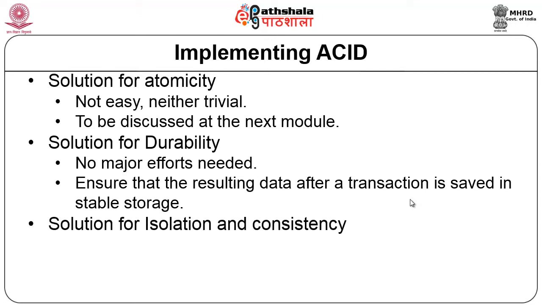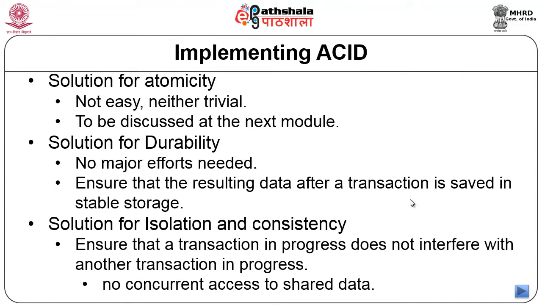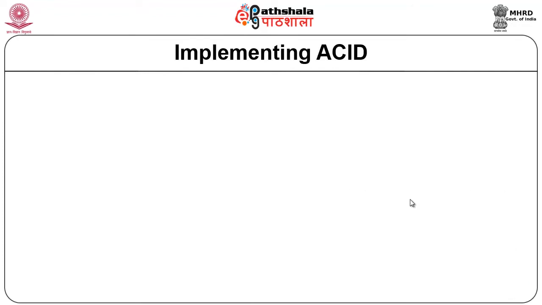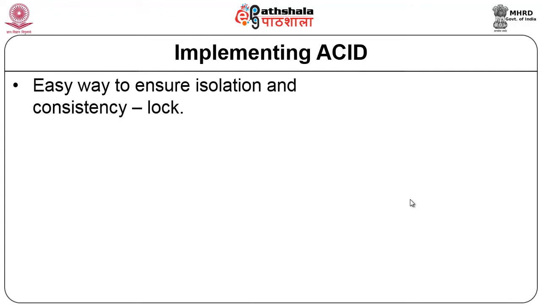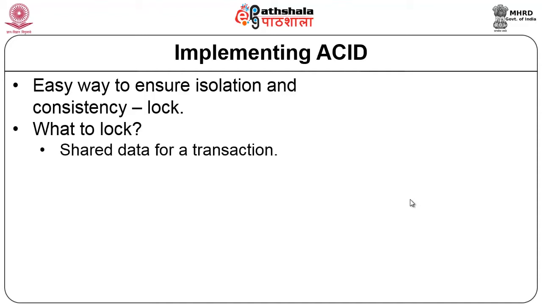The solution for isolation and consistency is the discussion. It ensures that a transaction in progress does not interfere with another transaction in progress, so that there is no concurrent access of data. So, how do we implement this? The easiest way is to lock. The question comes, what to lock? We lock the shared data for every transaction. If there is data that is being shared by multiple transactions, we put a lock onto it.